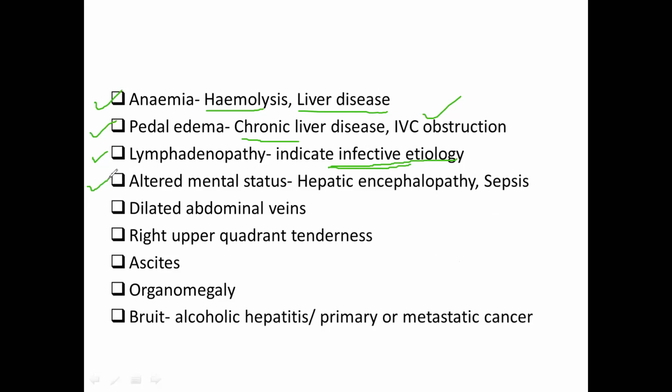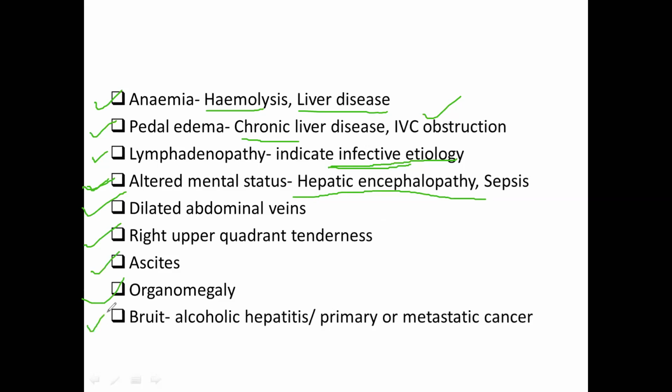Then if a patient comes with jaundice with altered mental status, that means the patient is not well oriented. So in that case, you will suspect hepatic encephalopathy or sepsis. Then dilated abdominal veins, right upper quadrant tenderness, or you can say organomegaly. These are the features which usually indicate some liver disease. Again, ascites is also indicative of liver disease.